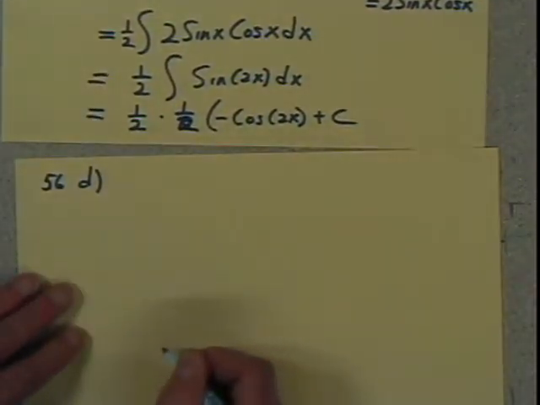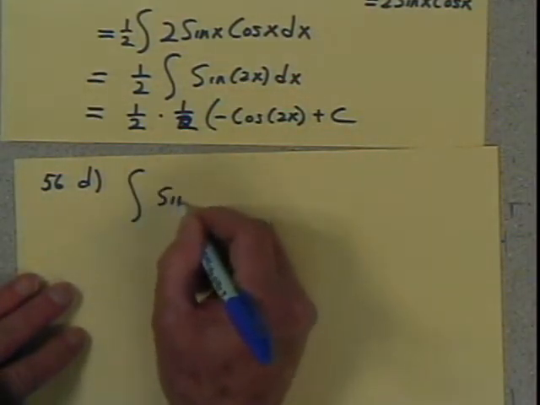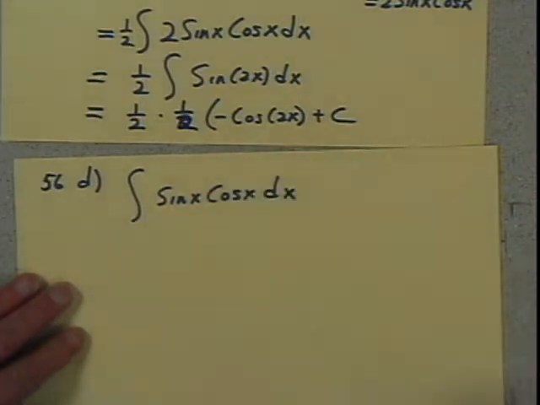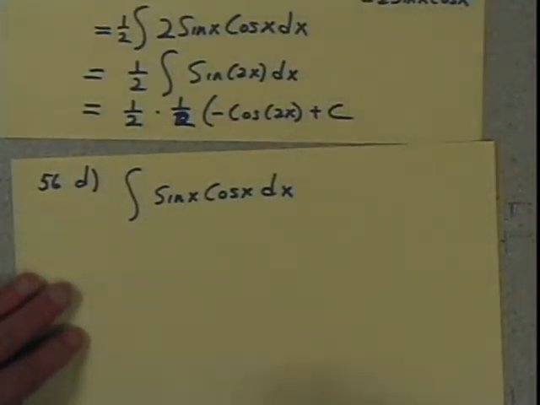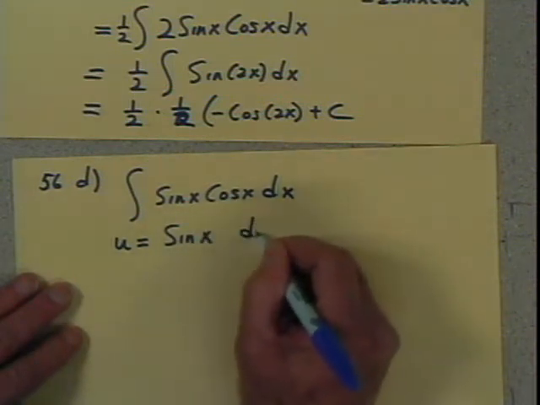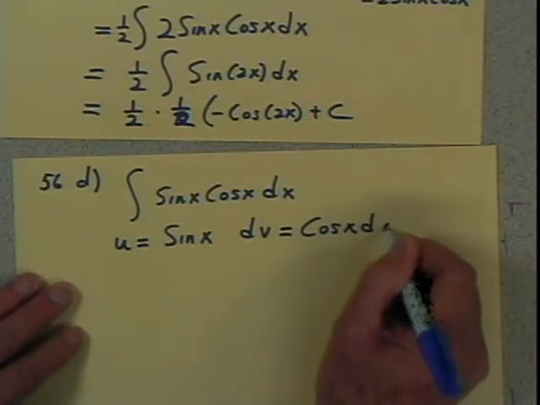Okay, on 56D, they said do it by parts. All right, what do you want u to be? Sine or cosine? Sine, okay, I don't think it really matters. And that makes the dv cosine x dx.